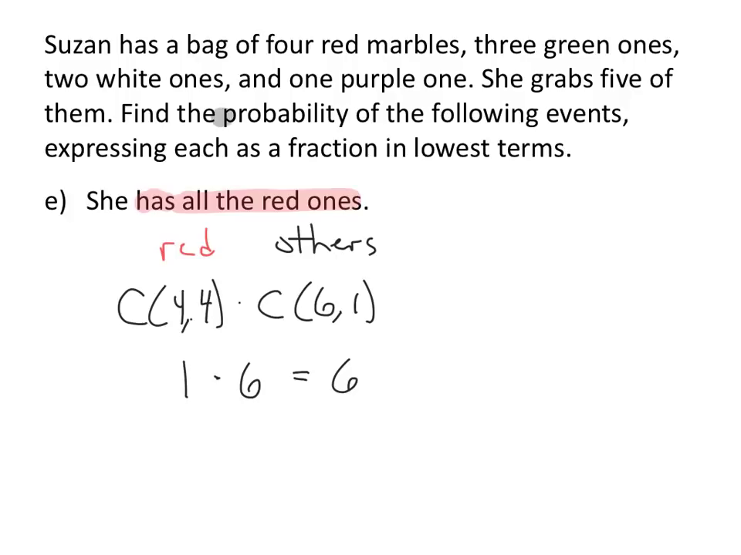Again, broken record. Probability as a fraction. This is 6 out of 252. Which I believe was 1 out of 42. The same as answer A. Probability she has all the red ones. And the probability she has none of the red ones happens to be the exact same.